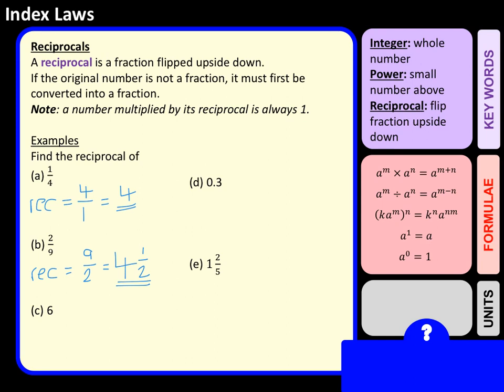Okay, example C, 6 is not a fraction yet. So what we're going to do is we're going to remember that any integer is actually the same as a fraction over 1, because 6 divided by 1 is also 6, so it's still got exactly the same value. And now we've got it written as a fraction, we can do the reciprocal, which is just flipping that 6/1 upside down to give us 1/6.